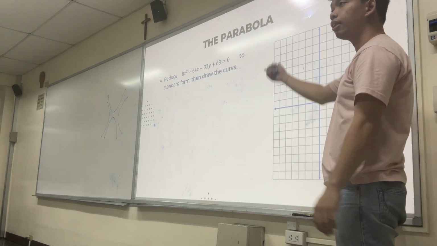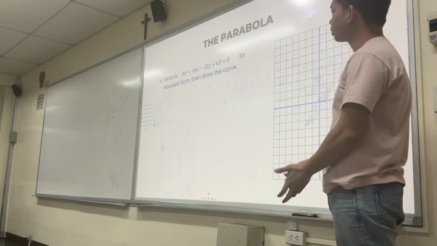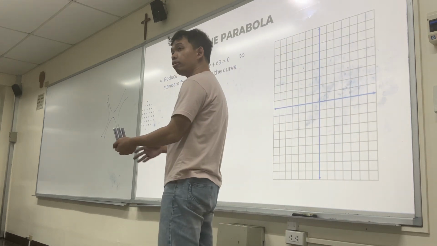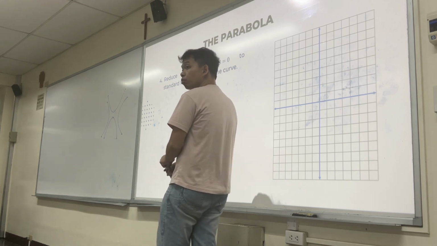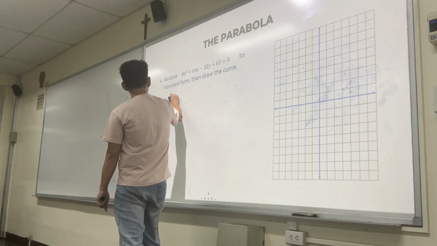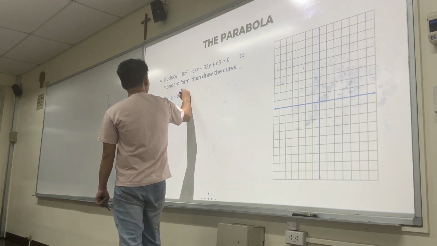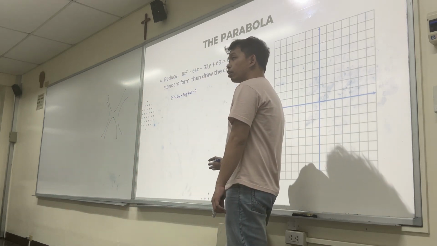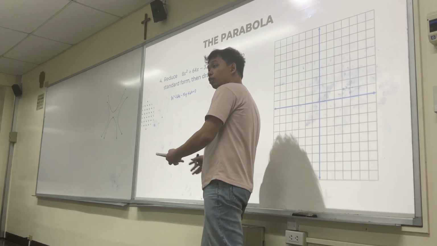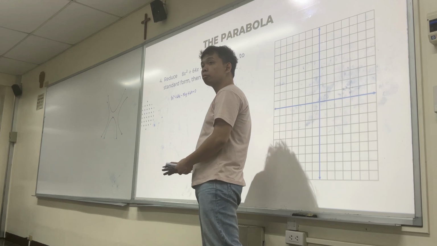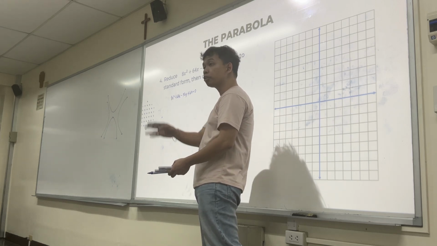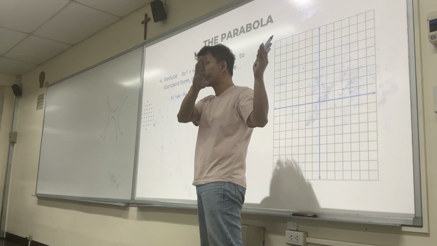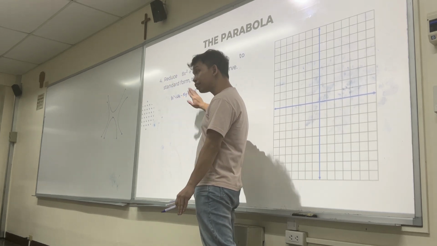Let's reduce your given general equation, 8x squared plus 64x minus 32y plus 63 equals 0, to the standard form, then draw the curve. How do we reduce the general equation to standard form? We perform completing the square. This time, with a parabola, as you can observe, only x or y is squared, compared to your circle and ellipse where both are squared. So completing the square may be confusing at first, but hopefully for this one, since only one is squared, it's not confusing.